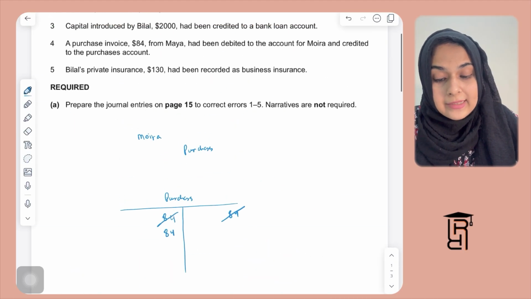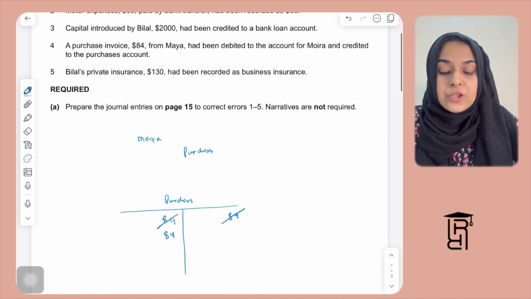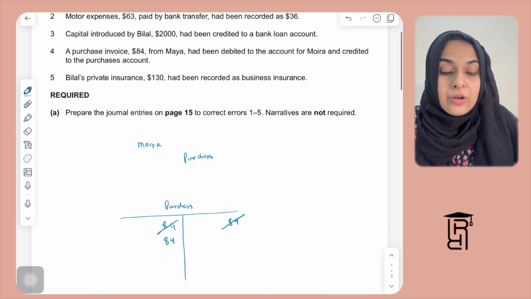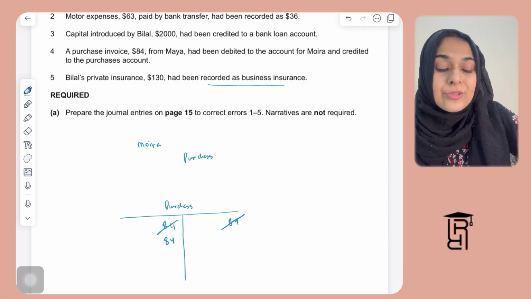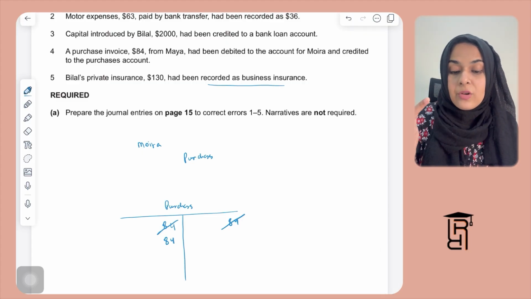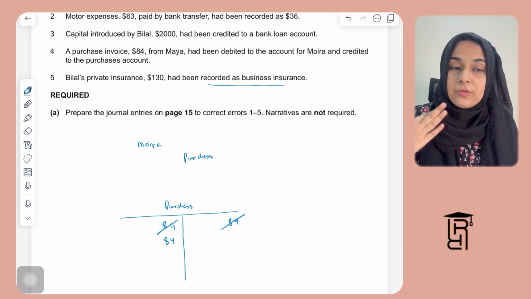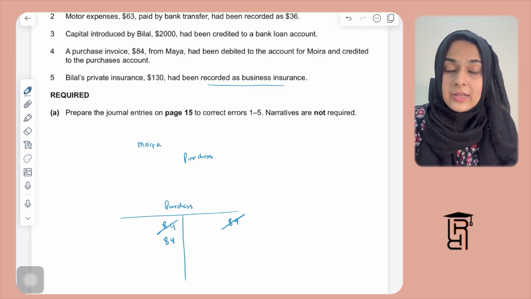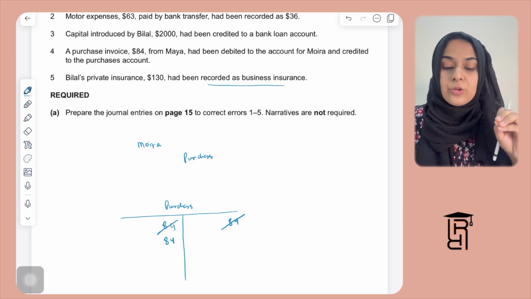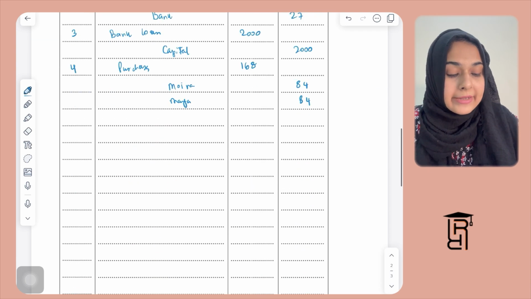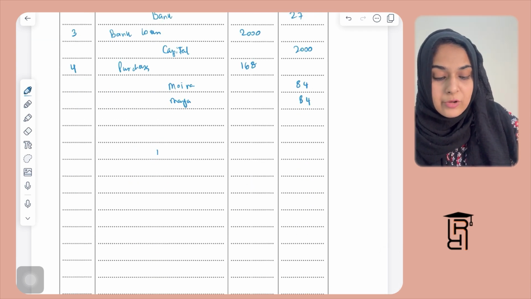Okay, the next entry here is Bilal's private insurance 130 had been recorded as business insurance. So insurance is an expense account, and if we've recorded 130 in the expense, right, so we have debited the insurance account. That means we've debited 130 extra in the insurance account. So you need to credit the insurance account. So I will record this on the credit side.